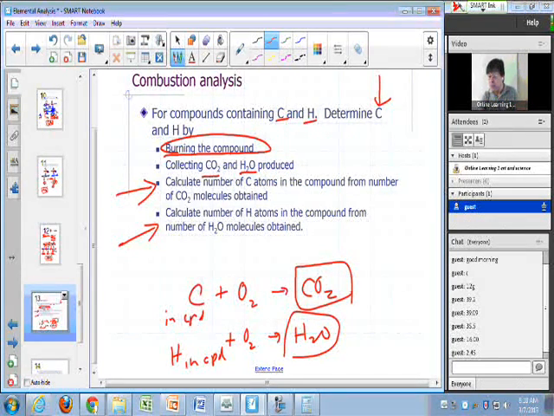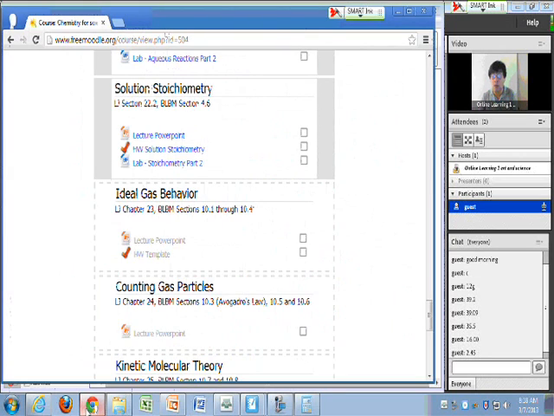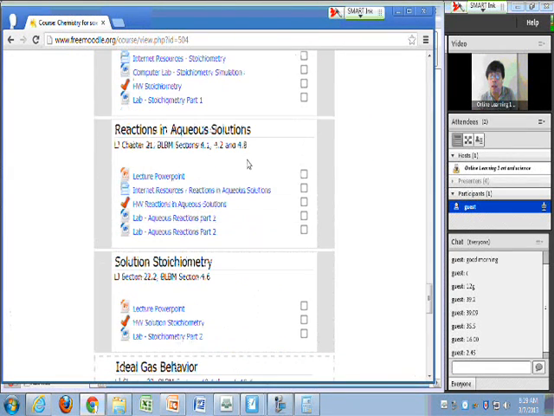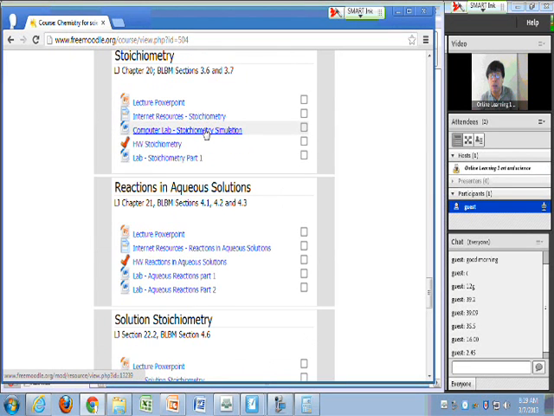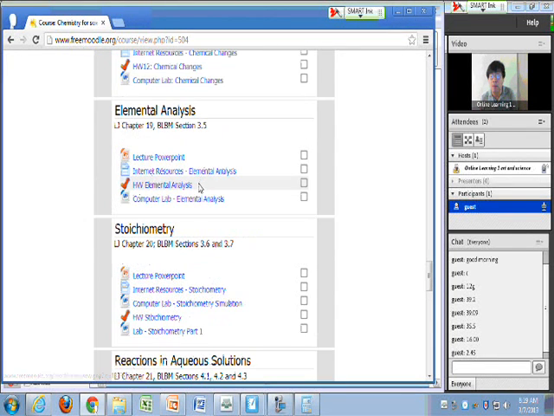Okay? And in fact, let me illustrate this with one of the simulations that I posted on Moodle. Okay, let me see if I had that here. I think I have stoichiometry, no, elemental analysis right here.